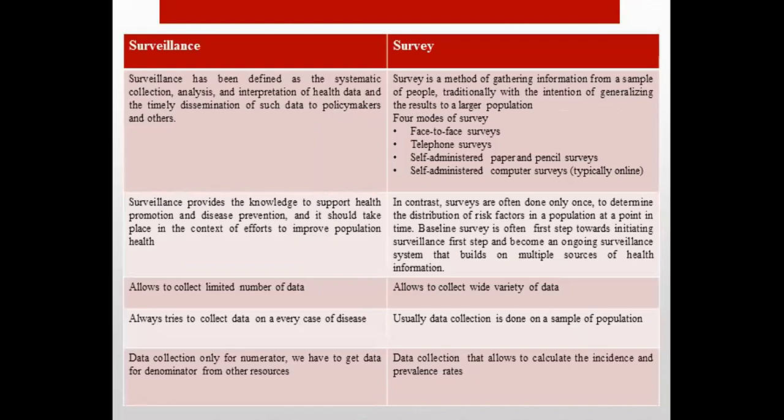If we look at the difference between surveillance and survey, surveillance is defined as the systematic collection, analysis, and dissemination of data which are used by policymakers and others, whereas a survey is a method of gathering information from a sample of people, traditionally with the intention of generalizing the result to a larger population. There are modes of survey such as face-to-face, telephonic, and self-administered surveys. Surveillance provides the knowledge to support health promotion and disease prevention and should take place in the context of efforts to improve population health, whereas surveys are done only once to determine the distribution of risk factors in a population at a point in time.